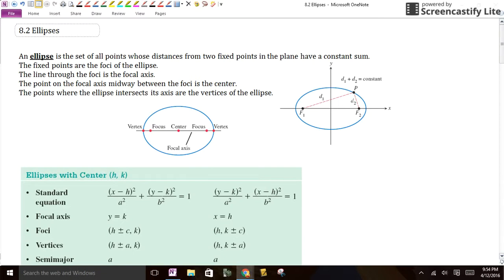Mr. Meyer and 8.2 ellipses. Now, ellipses look a lot more confusing, and there's a lot more vocab, and there's just so much more going on than a parabola. But to be honest, they're a lot easier. They're just stretched circles, so that's all you really have to worry about.